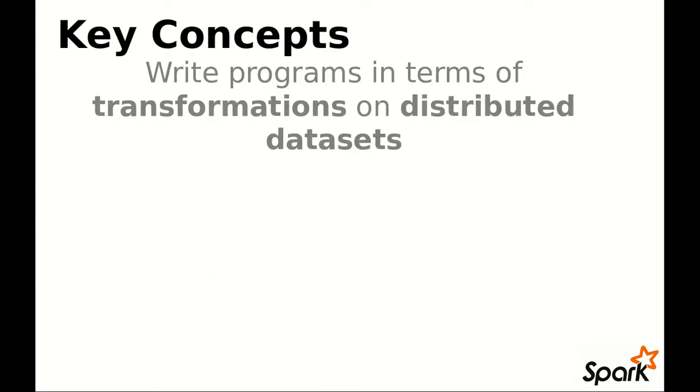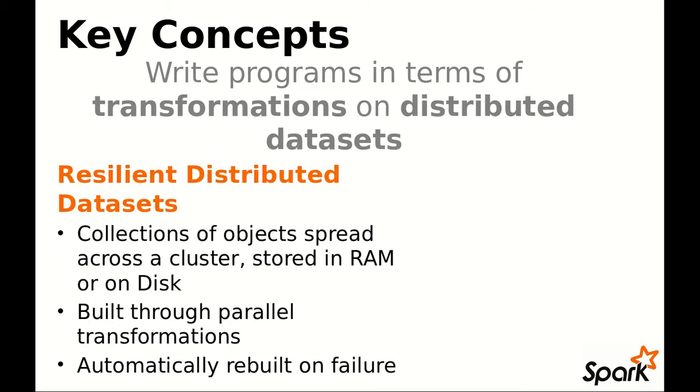The key concept is writing a program in terms of transformations on distributed datasets. There are two important operations inside Spark: transformations and actions. I already told you there is a concept called resilient distributed dataset, RDD. It always takes data from disk and creates RDDs, and RDDs are in memory. It is a collection of objects spread across a cluster, stored in RAM or on disk, built through parallel transformations, and automatically rebuilt on failure. In case an RDD goes down or fails, it is automatically rebuilt.